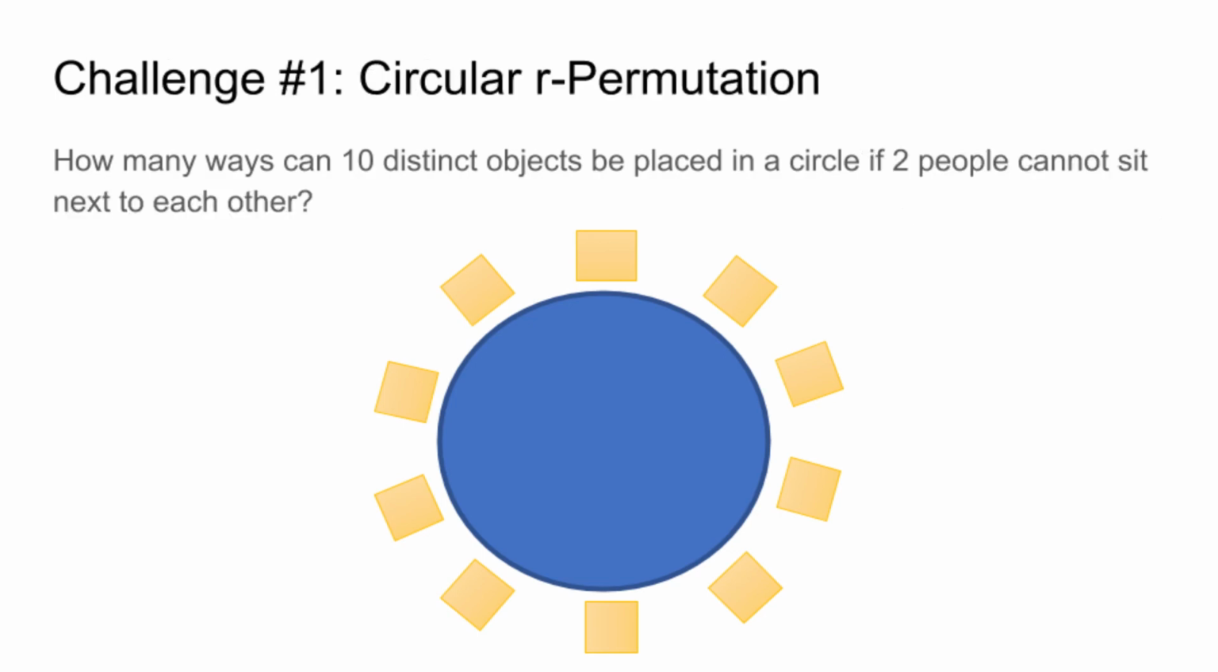All right, I have 2 challenge problems for you to try out on your own. The first challenge is how many ways can 10 distinct objects be placed in a circle if 2 objects cannot be right next to each other? This is very similar to the last problem, but just imagine if 2 people absolutely despise each other, how many arrangements are possible such that those 2 people are not seated next to each other?